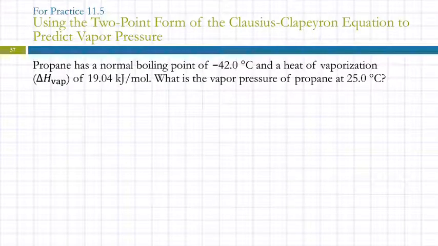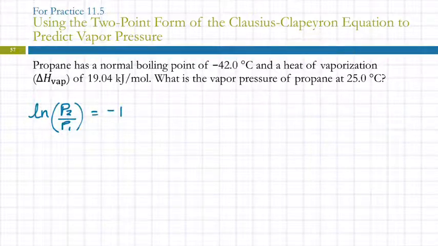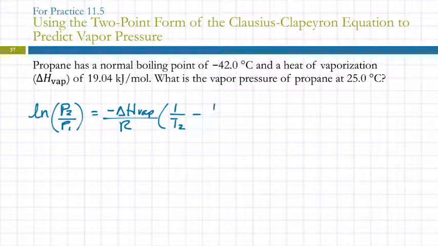So let's do that. Propane has a normal boiling point of negative 42 degrees Celsius, heat of vaporization of 19.04 kilojoules per mole. What's the vapor pressure of propane at 25 degrees Celsius? So this is going to use the 2-point form of the Clausius-Clapeyron equation. So the natural log of P2 over P1 equals negative delta H over R times the quantity 1 over T2 minus 1 over T1.